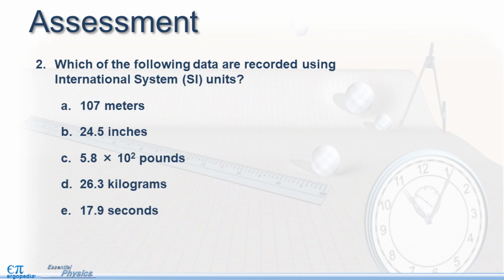Now for question 2. Which of the following data are recorded using International System of Units? Go ahead and choose all that apply. Write them down in your notebook. The correct answers are A, 107 meters, D, 26.3 kilograms, and E, 17.9 seconds. All three have base units in this SI system.